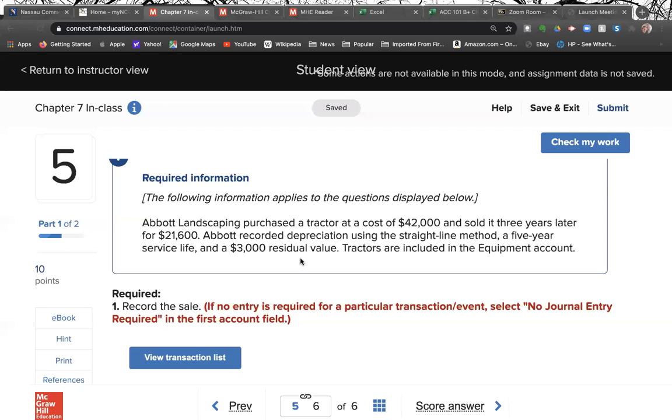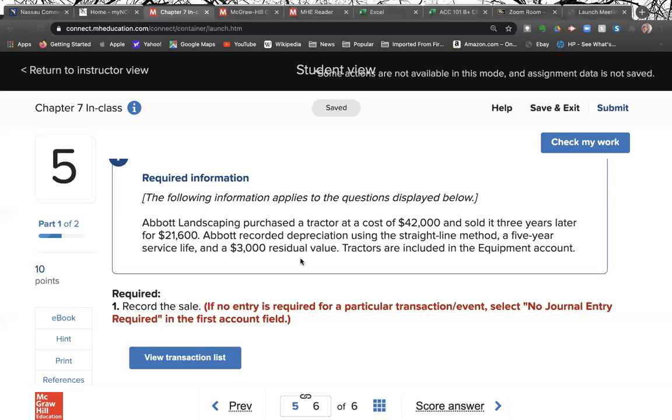All right, so let's take a look at this example here. Abbott Landscaping purchased a tractor at a cost of $42,000, and they sold it 3 years later for $21,600. Abbott recorded depreciation using the straight line method, a 5-year service life, and a $3,000 residual value. Tractors are included in the equipment account. Right now, they played a dirty trick. They did not tell you what accumulated depreciation is. Can we figure it out?